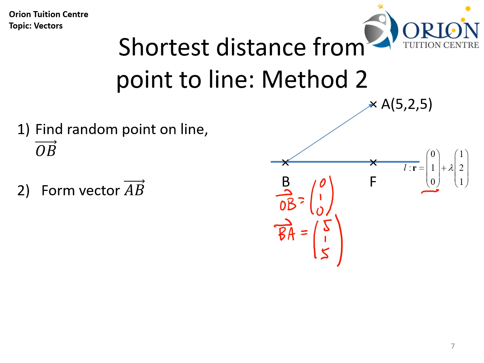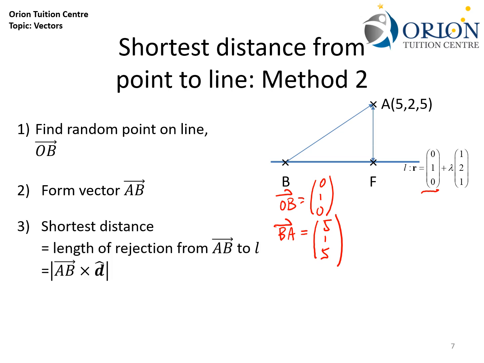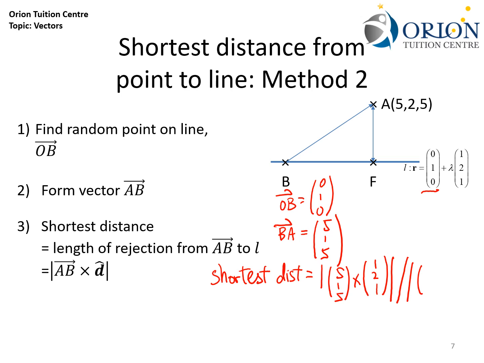Finally, notice that the shortest distance AF is simply the length of rejection of the vector AB onto the line L. Therefore, we can use the formula for the length of rejection, which is the modulus of AB cross d-cap, to find the shortest distance. So therefore, the shortest distance will be equal to the mod of AB or BA, so it is (5, 1, 5) cross with (1, 2, 1), divided by the mod of (1, 2, 1), because it is d-cap and not just d.